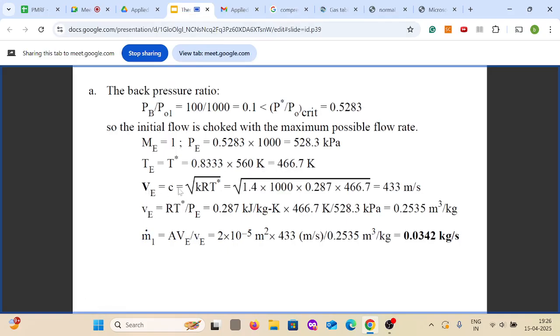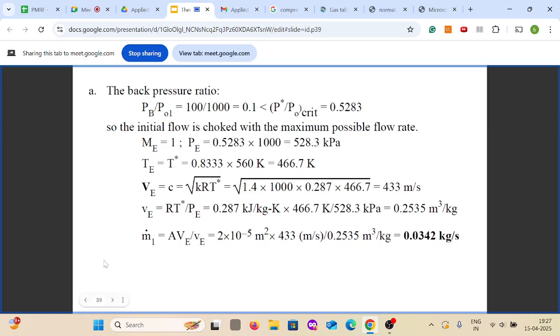The exit temperature is 466.7 Kelvin, so the exit velocity is root of gamma RT because it's a sonic velocity. Gamma is 1.4, R is 1000 into 0.287, into 466.7. So the exit velocity comes out to be 433 meters per second. The exit specific volume is RT by P, so R is 0.287 into 466.7 divided by 528.3 kilopascal. This comes out to be 0.2535 meter cube per kg.